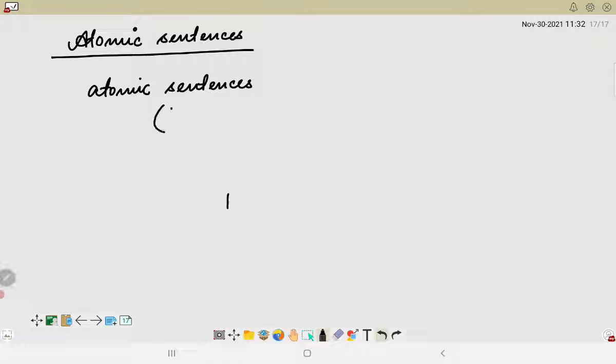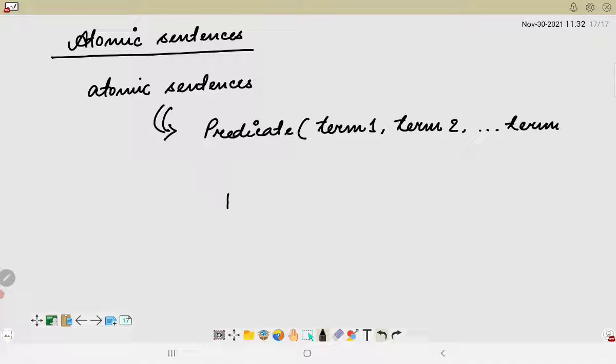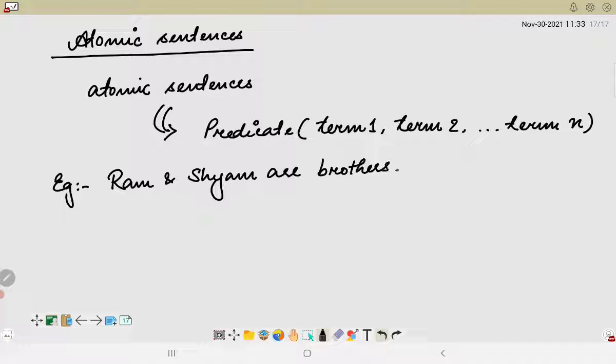So how can these atomic sentences be used? We can simply use a predicate followed by terms: term 1, term 2, up to term n. Now this will be more clear when we discuss this with an example. Suppose let us consider Ram and Sham are brothers. So Ram and Sham are brothers.